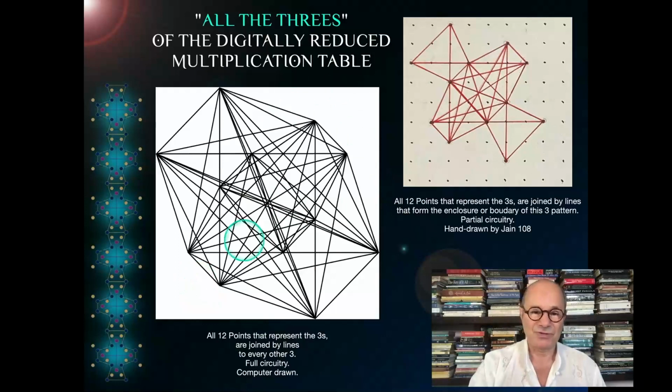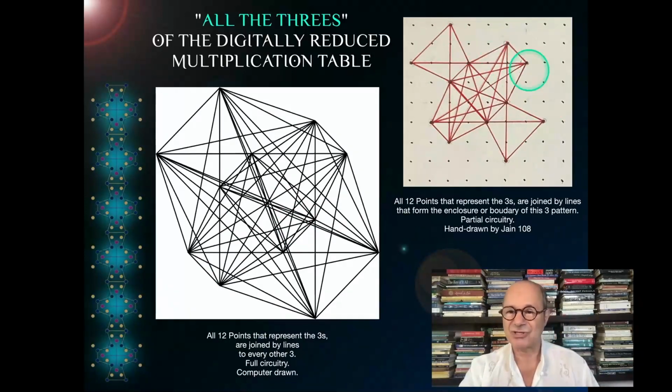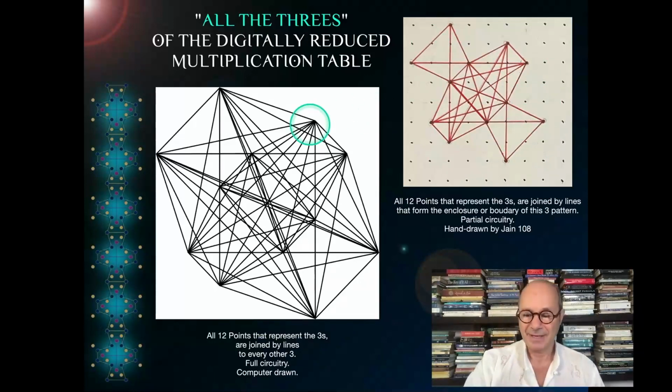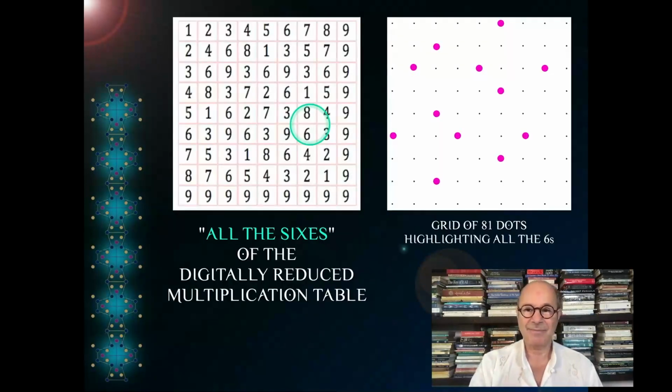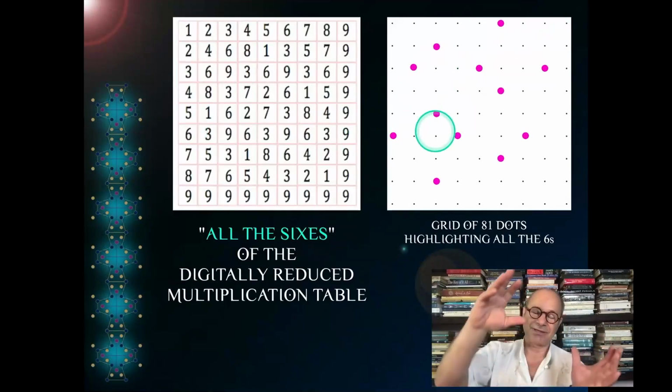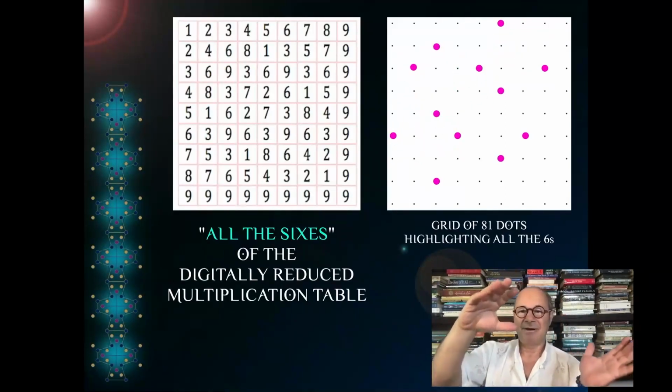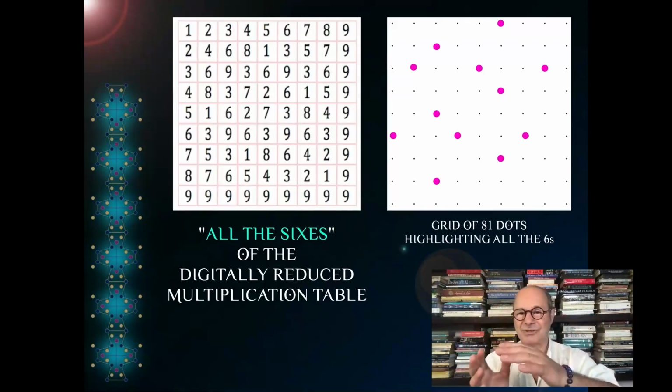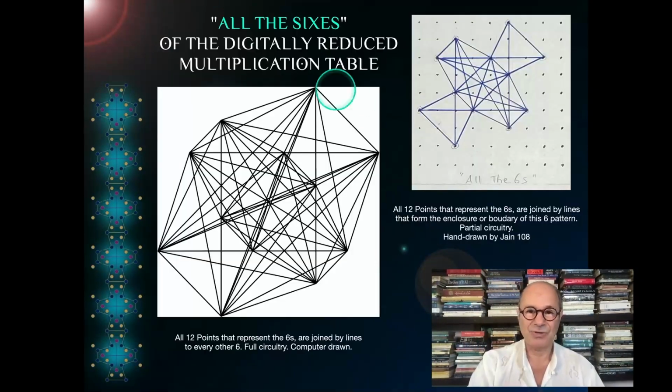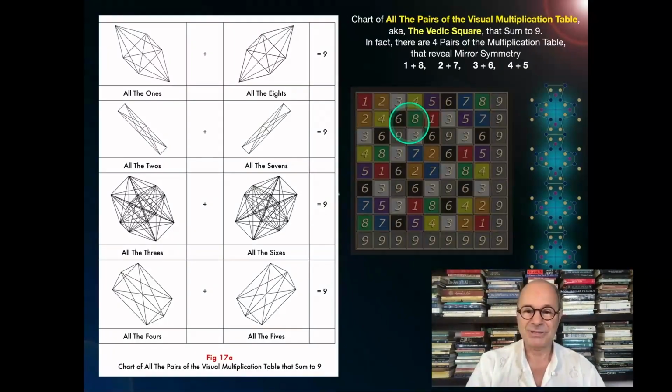That's called full circuitry. But over here, I've just decided to do half the lines, showing the boundary of it. That's a hand-drawn diagram. Now we're going to look at all the 6s. Again, there's 12 6s, but did you notice that these 6s are at a 90-degree rotation to the 3s? And when we join all the 6s, we end up with the same pattern, but it's tilted. This is the computer drawn. All the 6s are joined, full circuit. This is half circuit. I was doing this in my 20s.